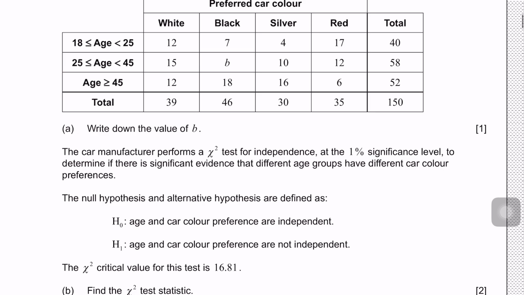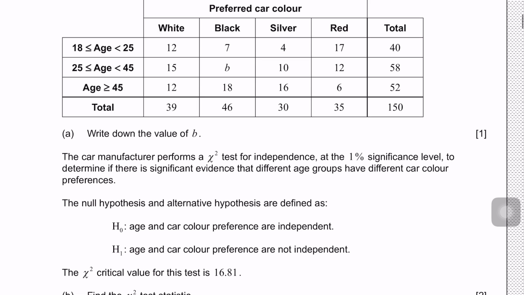Part A asks us to write down the value of B. So looking at the graph, here's B. And how can we work this out? Well, we have totals for our columns and totals for our rows. So we know all of these must add up to 58. All of these must add up to 46. So I think this is going to be easier just because there's fewer numbers.